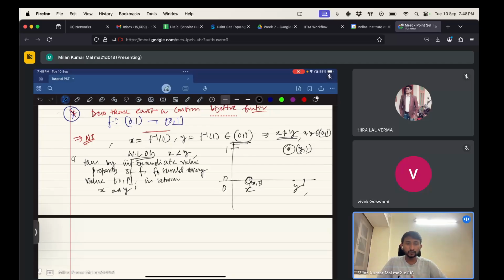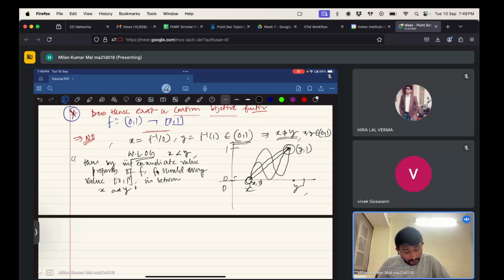And what the intermediate value property says is that if f takes value 0 at the point x and value 1 at the point y, then in between x and y it will take all the values. Something will be like this way, or this way, or this way. Whatever, that doesn't matter. It is bijective or not, doesn't matter.